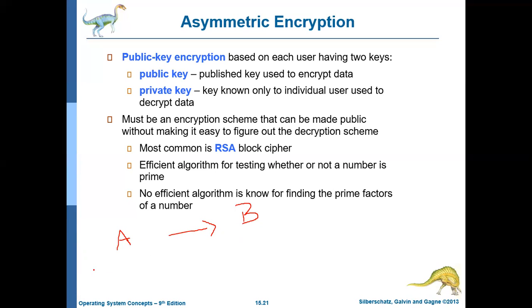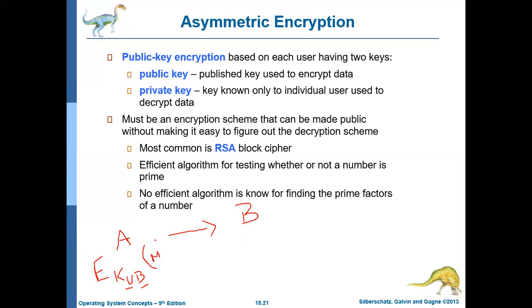Then Alice will encrypt the data using the public key of Bob. Say I'm calling the public key as U. U represents the public key and B represents Bob's public key and the message.